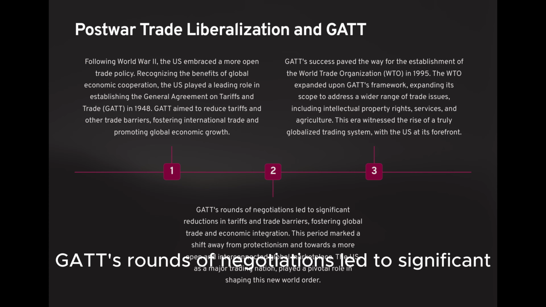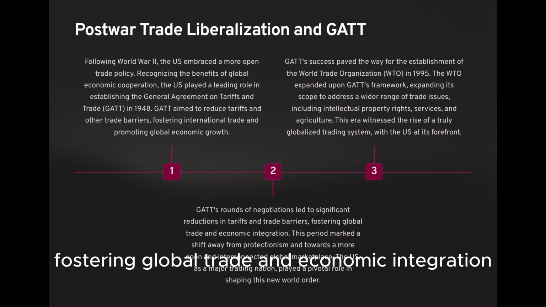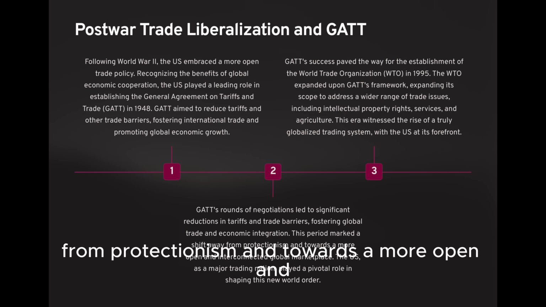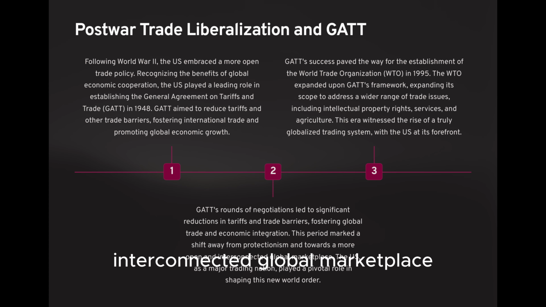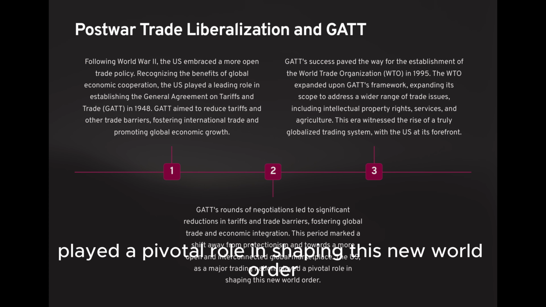GATT's rounds of negotiations led to significant reductions in tariffs and trade barriers, fostering global trade and economic integration. This period marked a shift away from protectionism and towards a more open and interconnected global marketplace. The U.S., as a major trading nation, played a pivotal role in shaping this new world order.